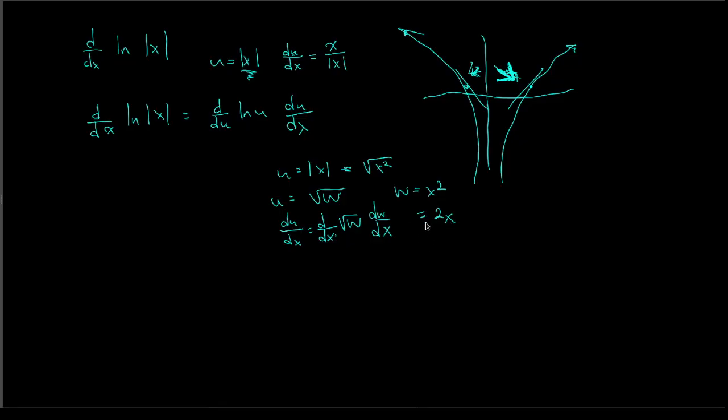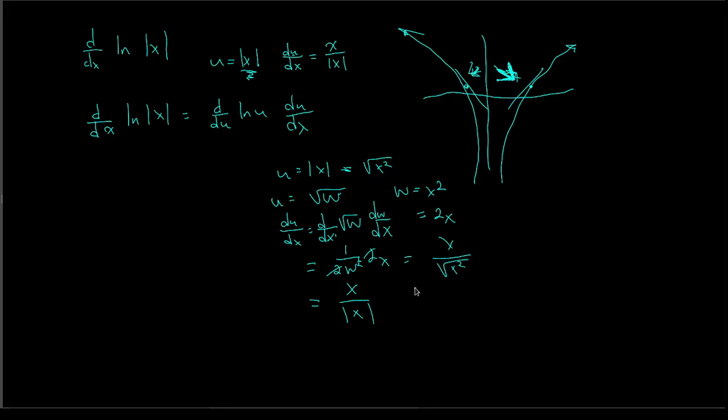And so we put all of this back together, and we get that this becomes 1 over 2w times 2x, and we put w back in, and we get w to the 1/2 power. So the 2's cancel. We get x upstairs, and we have the square root of x squared underneath it, which is the same as x over the absolute value of x.